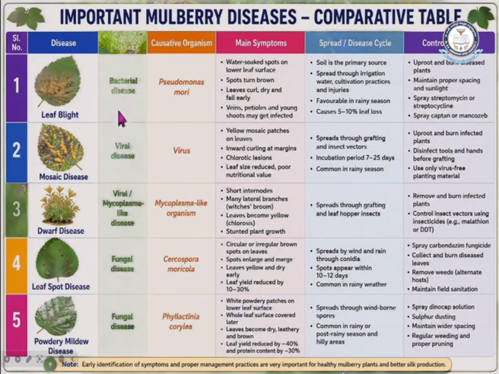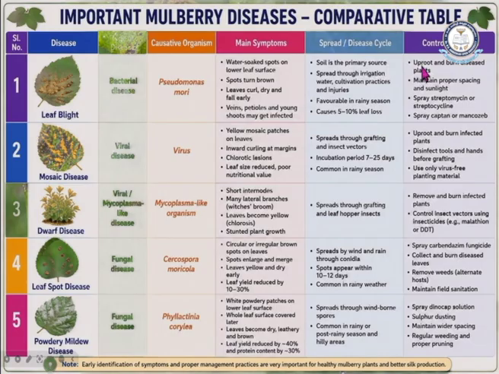Leaf blight is a bacterial disease caused by Pseudomonas mori. What are the main symptoms here? Water soaked spots on the lower leaf surface, and spots turn brown, leaf curls, dries and falls early. Veins, petioles and young shoots may get infected. What is the spread? Primary is soil, secondary is irrigation and cultivation practices. It causes 5 to 10% leaf loss.